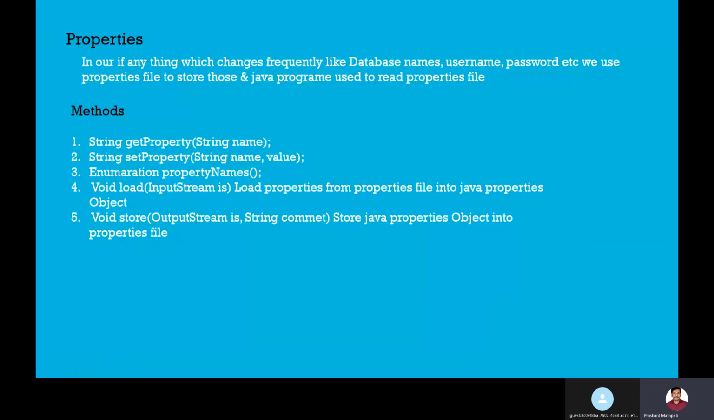So what will Properties do? Properties is basically a subclass of Hashtable. It is used to maintain a list of values in which the key is a string and the value is also a string. As with any map, we already discussed HashMap, where we add or store the data as key-value pairs. In the same way, in Properties we can store a key as well as a value in the form of strings.